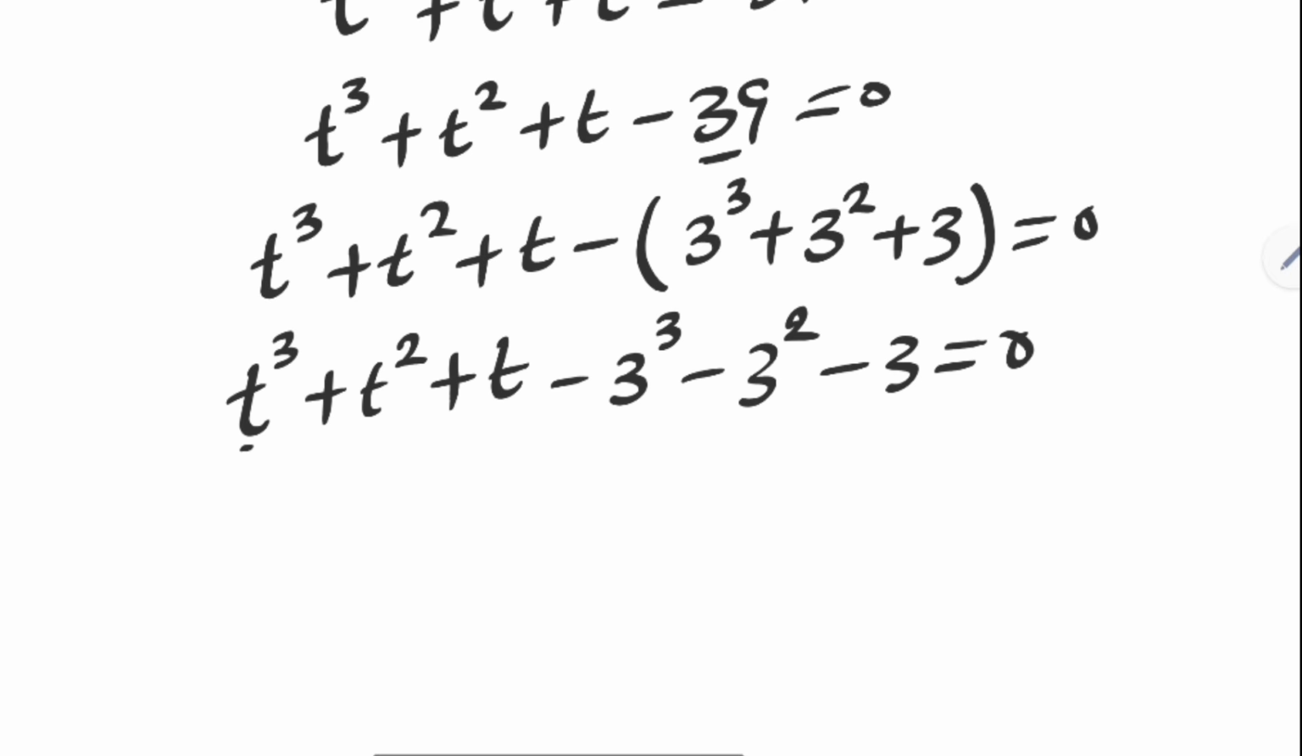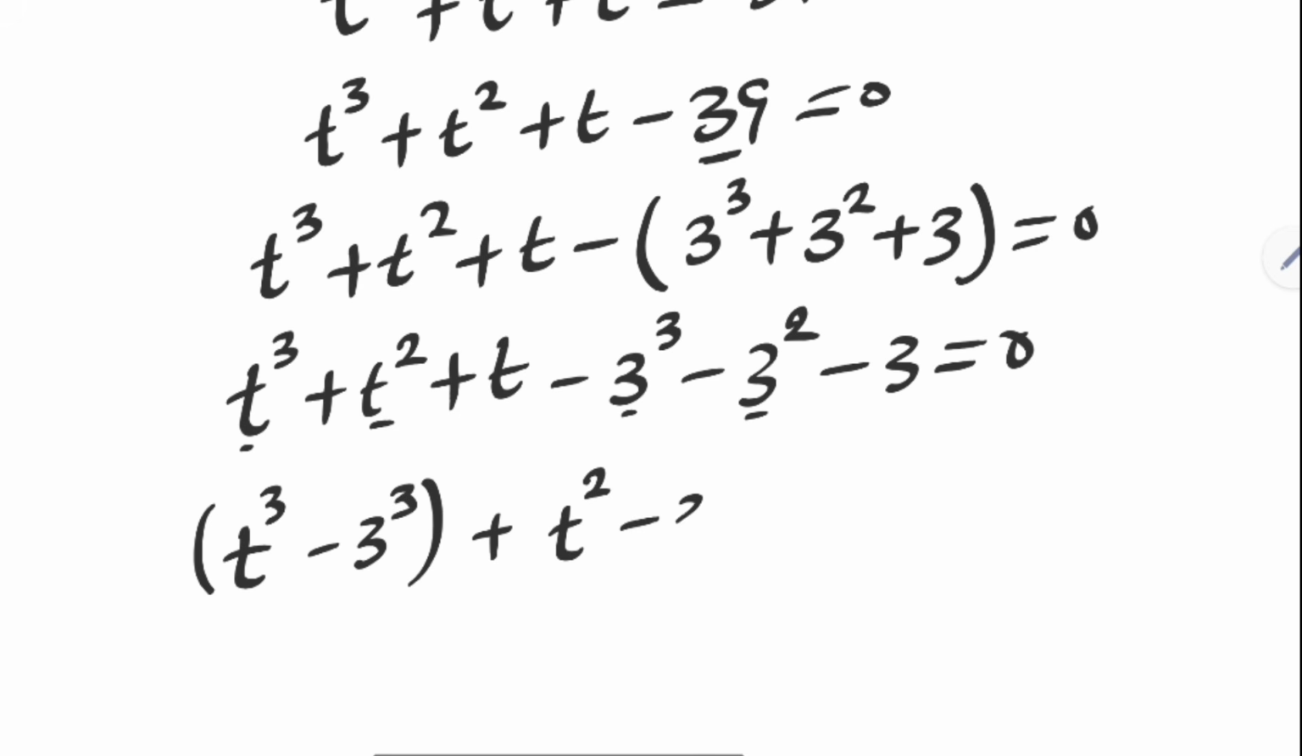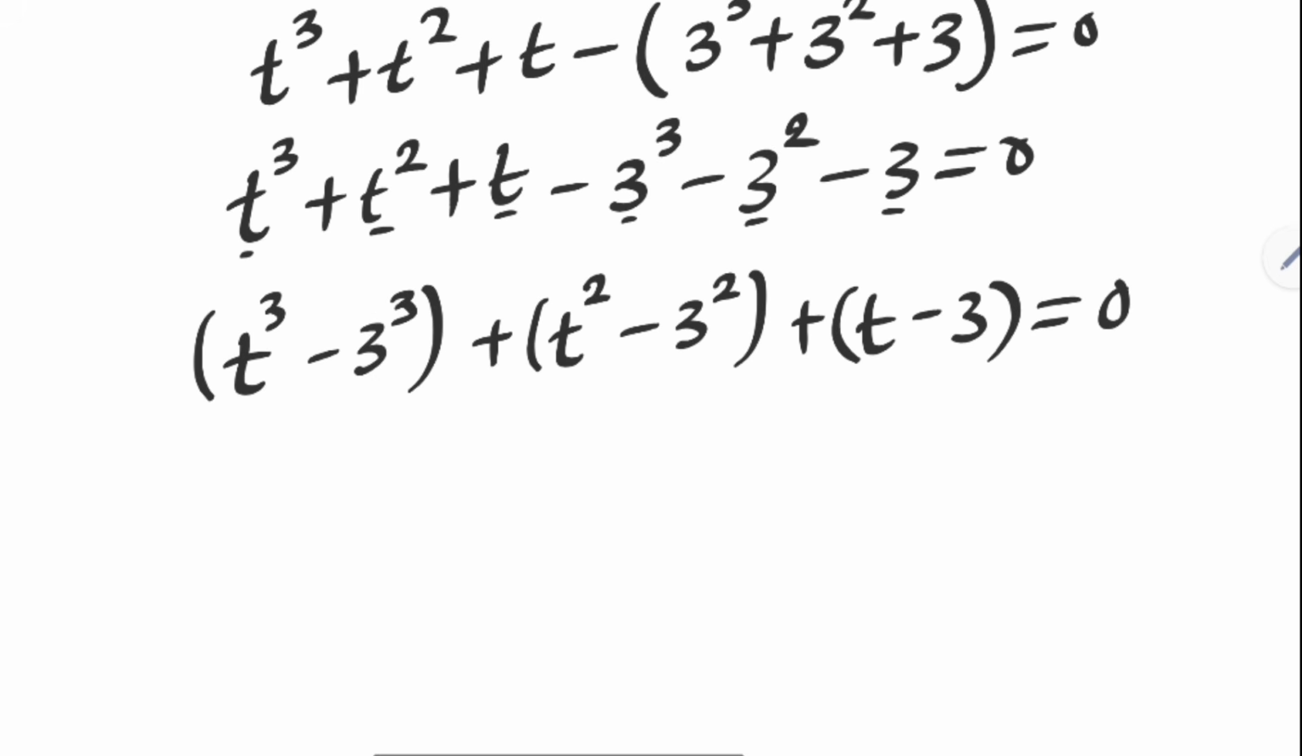Now this is t raised to power 3 here and 3 raised to power 3 here. We have t raised to power 3 minus 3 raised to power 3 bracket, then plus this is t square and this is minus 3 square. We have t square minus 3 square bracket, and here we have plus this is t and this is minus 3. t minus 3 is equal to 0.